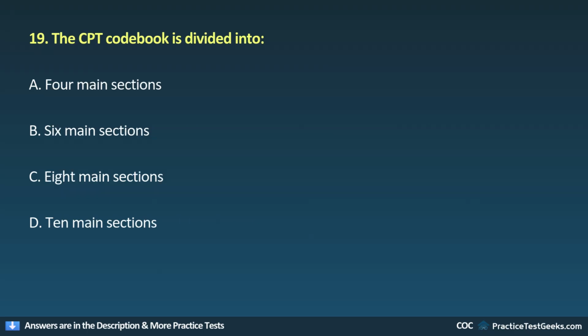19. The CPT codebook is divided into A. 4 main sections. B. 6 main sections. C. 8 main sections. D. 10 main sections.